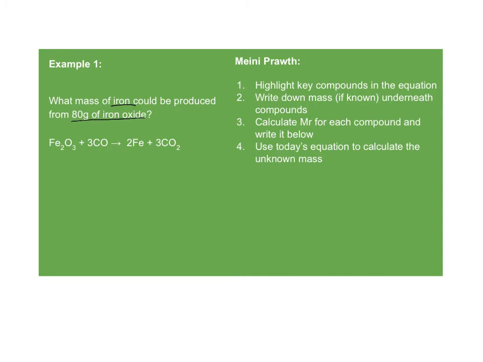Okay, so the first thing we need to do is highlight the key compounds in the equation. Okay, so we're looking at the iron and we're looking at the iron oxide. Okay, so you can essentially just get rid of them till you don't need them. Okay, so write down the mass if known underneath. So we know that there's 80 grams of iron oxide, and we want to work this out, so we're going to call it X. Okay, because it's our unknown, we want to work it out.